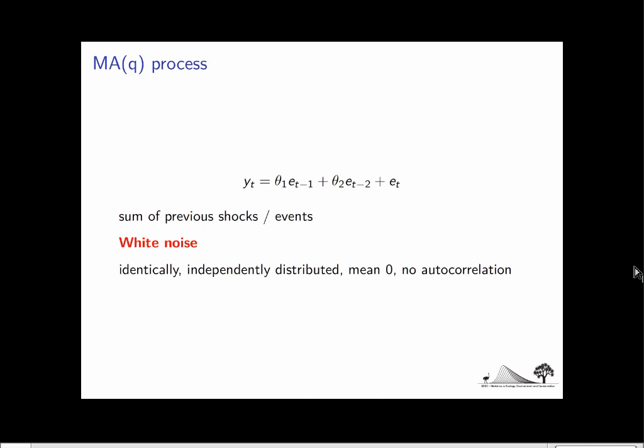And then the last one is the time series process, white noise, which is just independent noise, independent mean error, no autocorrelation noise.